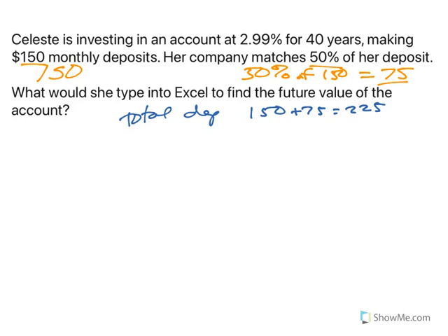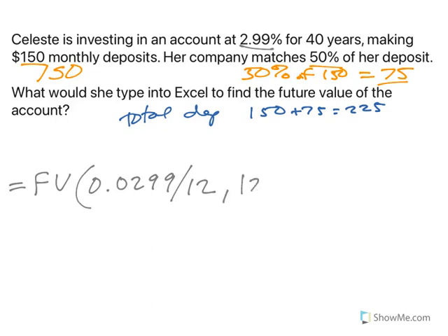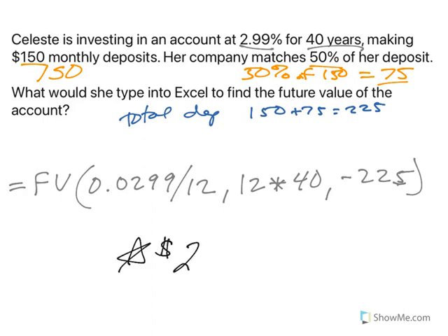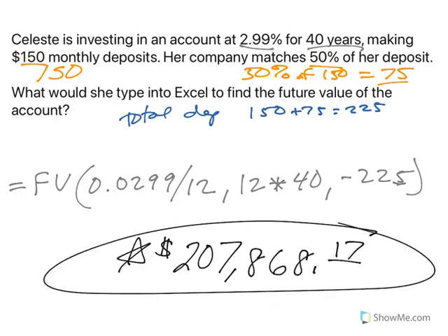So Celeste would type into Excel equals FV, the periodic interest rate, 0.0299 divided by 12, because interest is given as an APR, 12 months in a year times 40 years in this investment, minus 225, because that 225 is the total deposit. All right, so when you type that into Excel, Excel will spit back at you $207,868.17. So in 40 years, that is how much will be in Celeste's account.